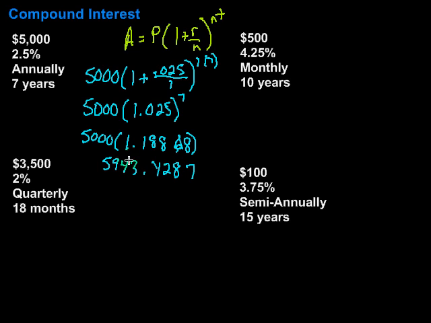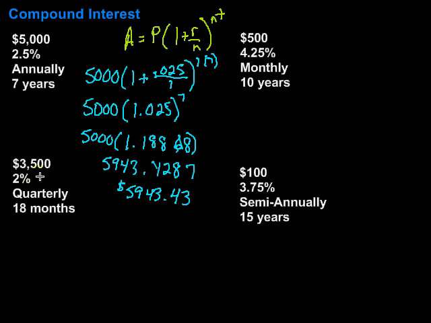5943.4287. Okay, now we're dealing with money, so what would be an appropriate place to round to? Well, 2 decimal places, because that's how many cents. So our answer here would be $5,943.43, because that 2 and the 8, that 2 is going to go up to 3 because that 8 is larger than 5. So we have 43.